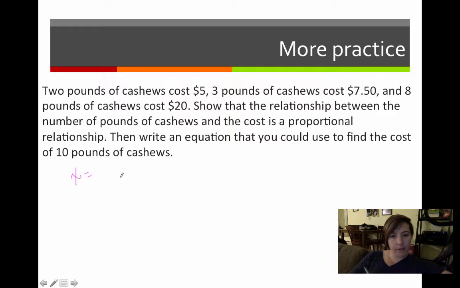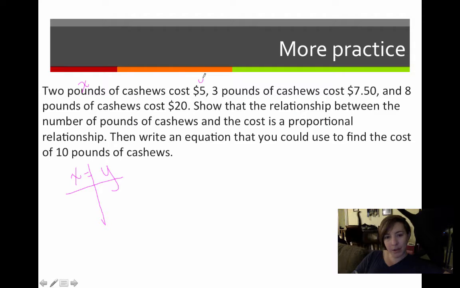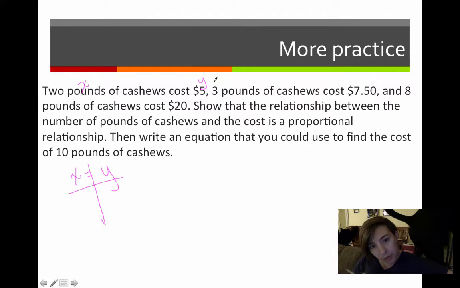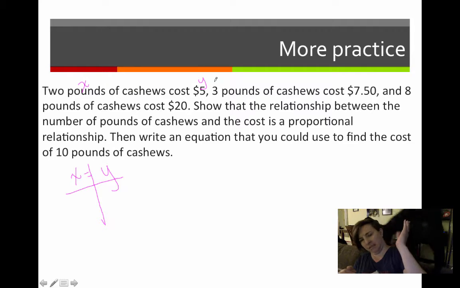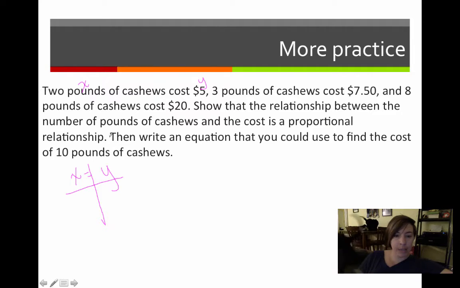So let's make a chart. We'll have our x value and our y. We're going to say the pounds is our x and the money is our y. So let's put into the table what we know. We know that 2 pounds is $5. We know 3 pounds is $7.50.